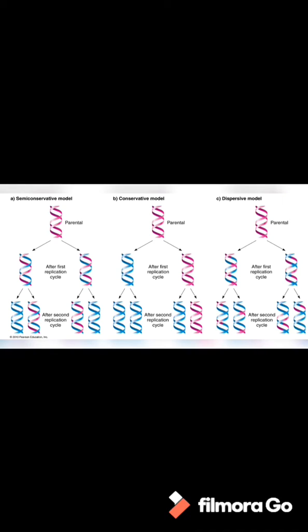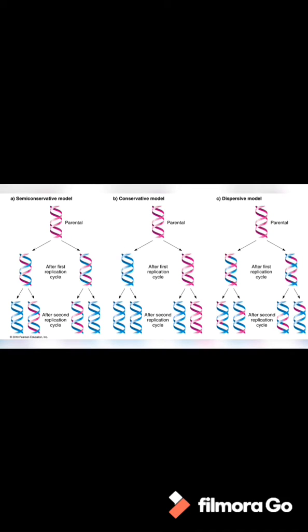In the conservative model, the parental molecule directs synthesis of an entirely new double-stranded molecule, such that after one round of replication, one molecule is conserved as two old strands. This is repeated in the second round.